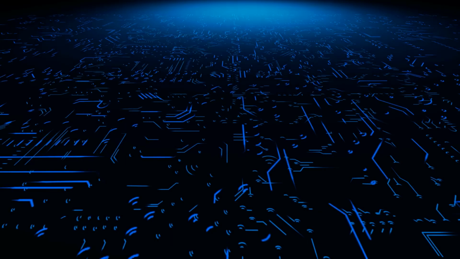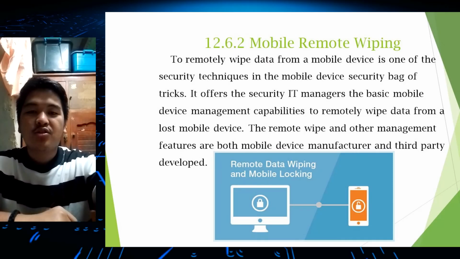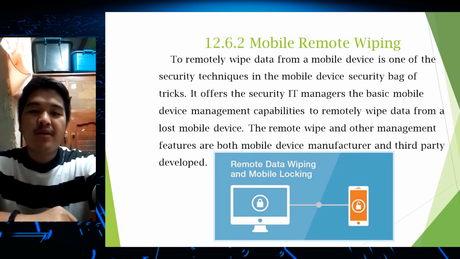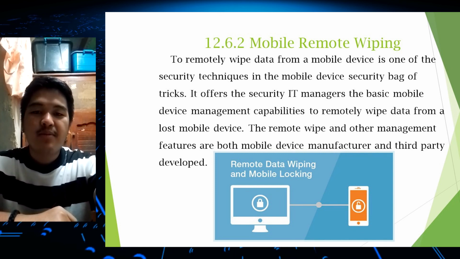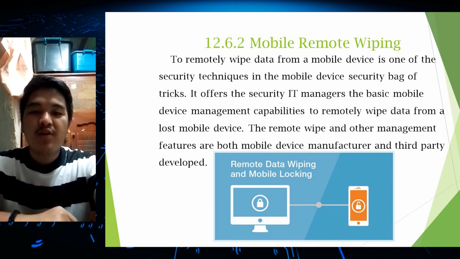Mobile remote wiping. To remotely wipe data from a mobile device is one of the security techniques in the mobile device security bag of tricks.